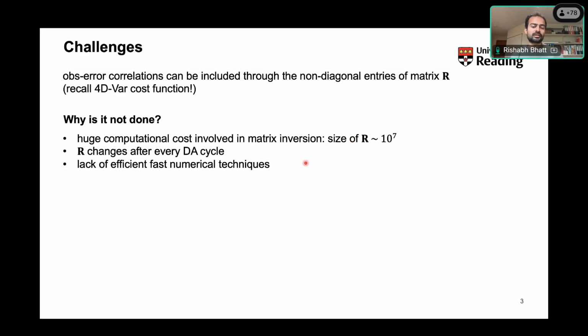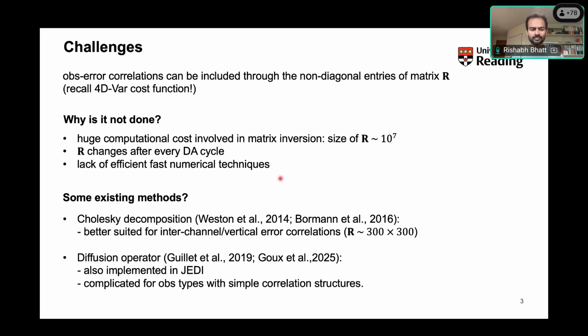There's another thing: R changes with every data assimilation cycle, because the observation sampling changes. You have quality checks, and bad observations you have to take out. So R is not fixed, and you have to do the inversion for every cycle. You also lack efficient fast numerical techniques that might allow you to do this kind of inversion. There are some existing methods, such as the Cholesky decomposition, but this is usually done for accounting for the interchannel and vertical error correlations.